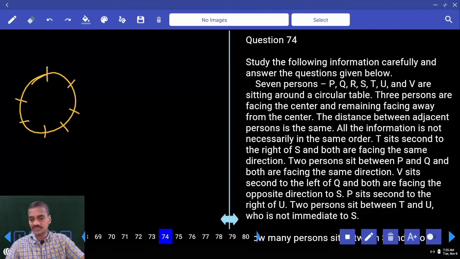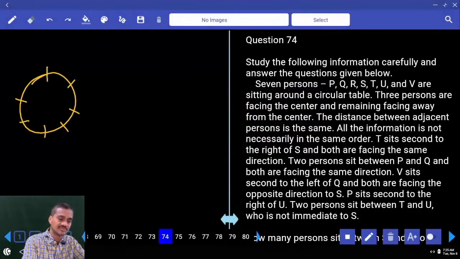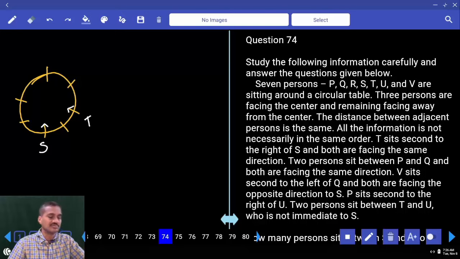And coming to the first information, T sits second to the right of S, and both are facing the same direction. If you take S at this place, S is facing towards the center, then T will be here, and both these two persons are facing the same direction. T sits second to the right.